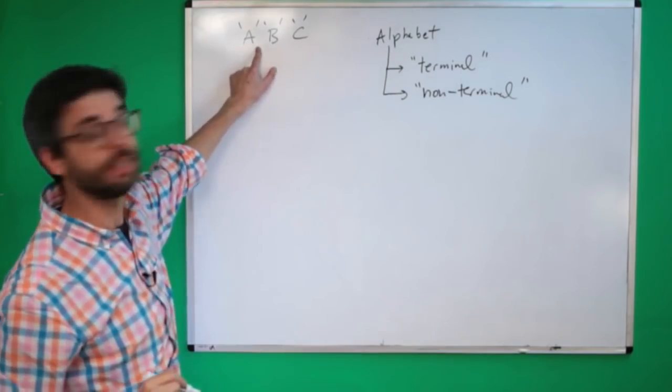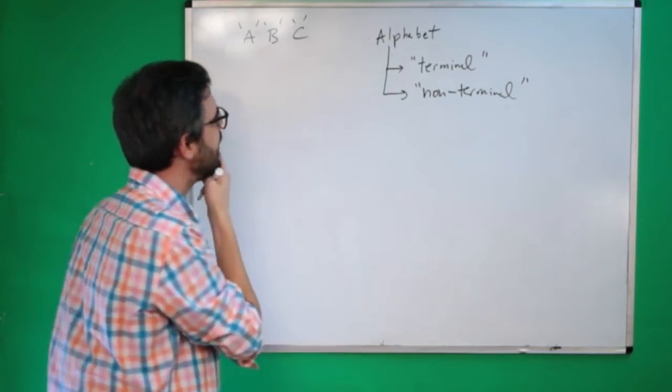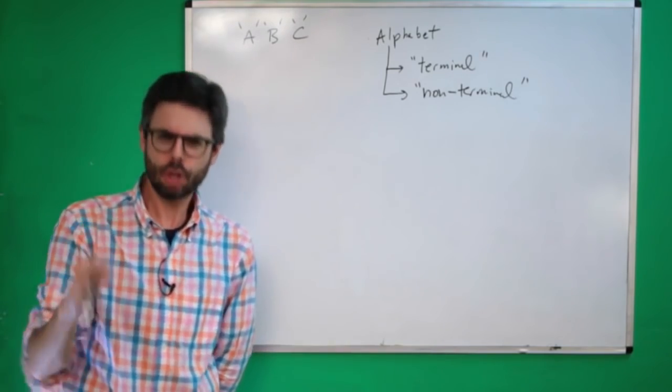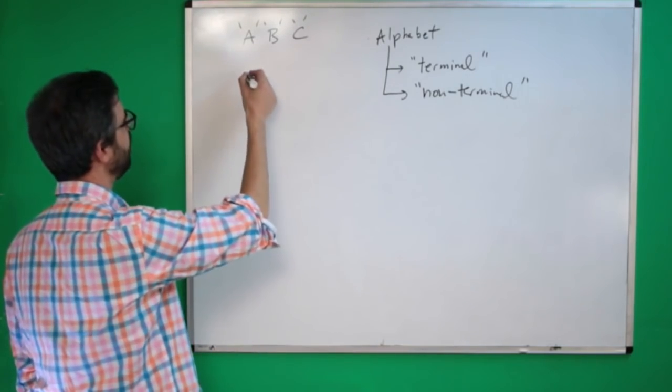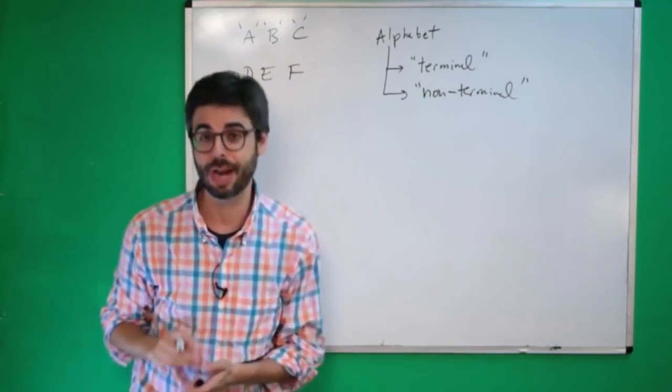And these are non-terminal characters. I don't know why I put these little quotes around them, for no particular reason. And then we also have terminal characters, and those will be D, E, and F. Okay? So these are terminal characters.